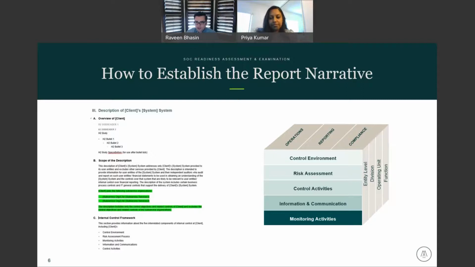You also want to define your sub-service organizations, which are the key critical external vendors that provide services that are critical to the delivery of your service itself. And so those could be, like Priya had mentioned, things like AWS and Azure and many others. And that's obviously a conversation you would have as part of the readiness assessment as well.